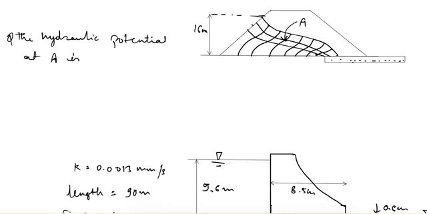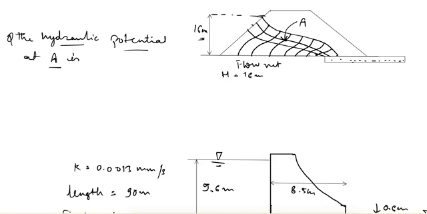Let's see some problems based upon the flow net and seepage analysis. So this is the first problem and we need to find out the hydraulic potential at point A. So here the point A is, and we have been given the flow net and we have been given the total height, that is 16 meter.